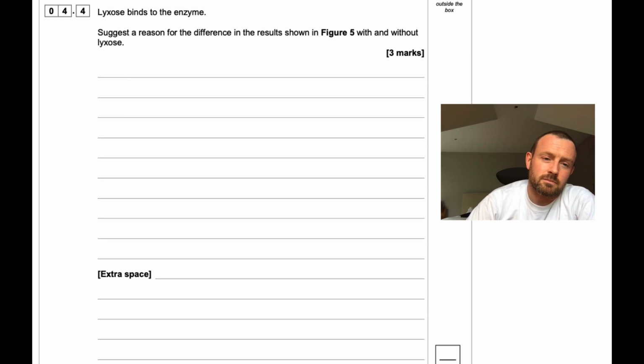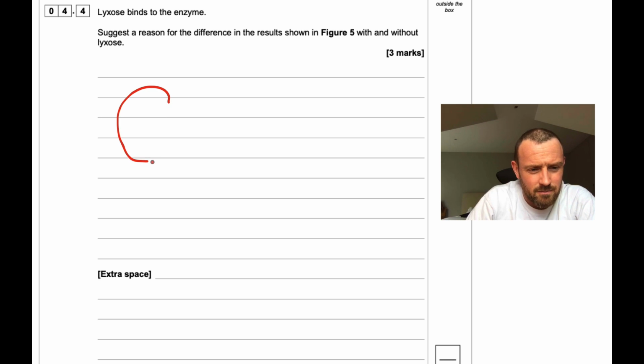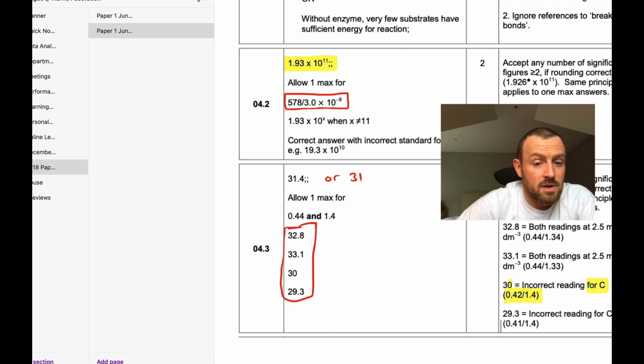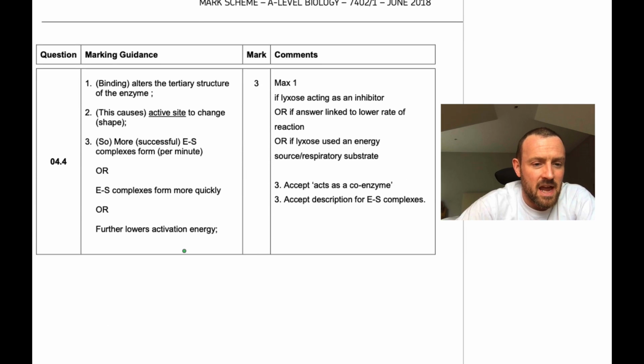Maybe, actually I'll draw a little diagram of what it would look like. It's actually called an allosteric activator. So essentially this is the enzyme, and here's the active site. And the lixose molecule binds over here, potentially, and when it binds, it subtly changes the shape of the active site somehow, such that the substrate molecule can fit better in the active site. So we're getting a better fit. And that's what we need to say, but let's look at the mark scheme and see if that's how we're supposed to say it.